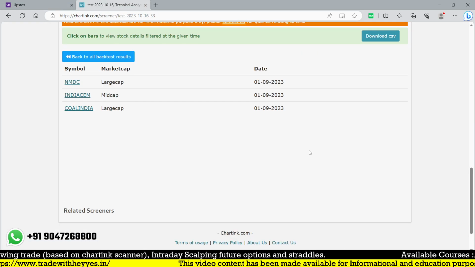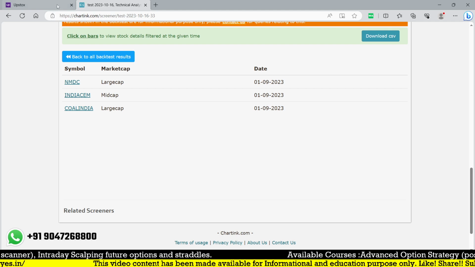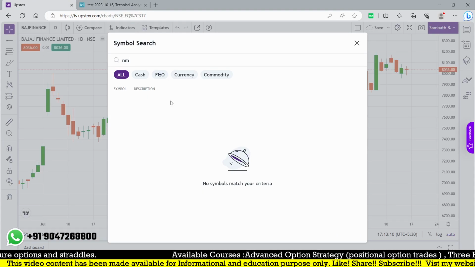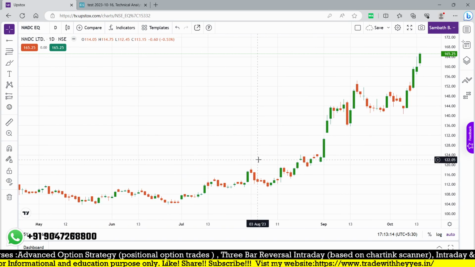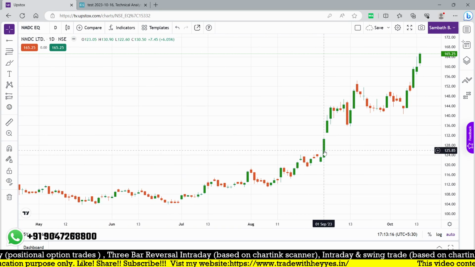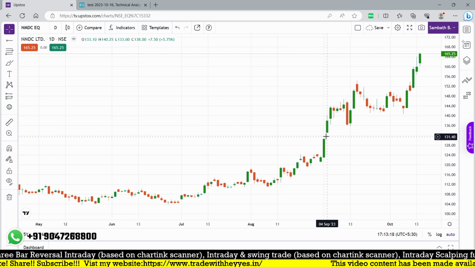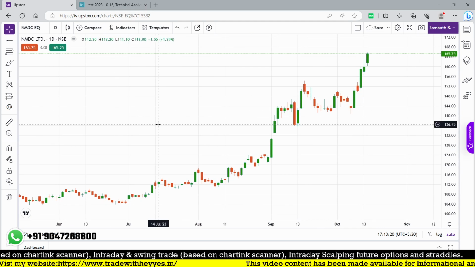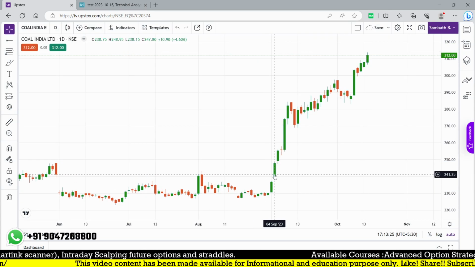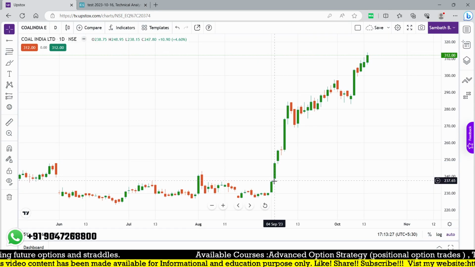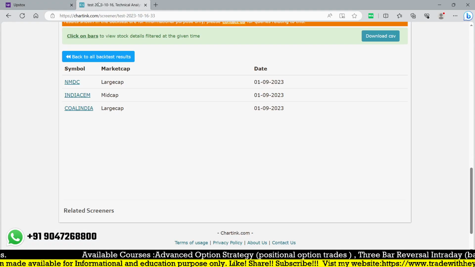At this point of time, we have NMDC, India Cements, Coal India, and 19. So NMDC 19. Here's the first 19 on September. Yeah, so maybe it doesn't give you the opportunity, but that is such a good move. In Coal India, it's a 19. Maybe next day it's a gap up, but it wasn't a good move.